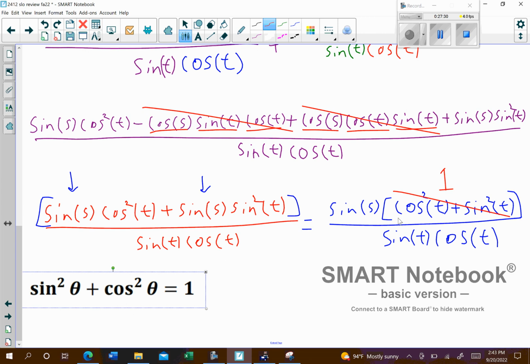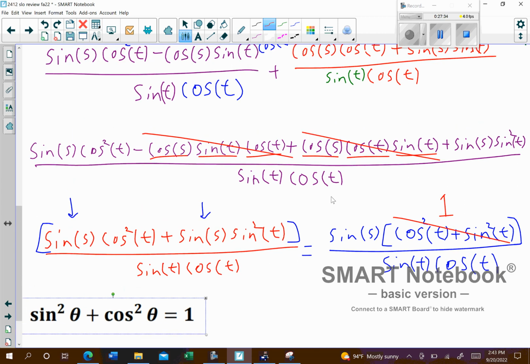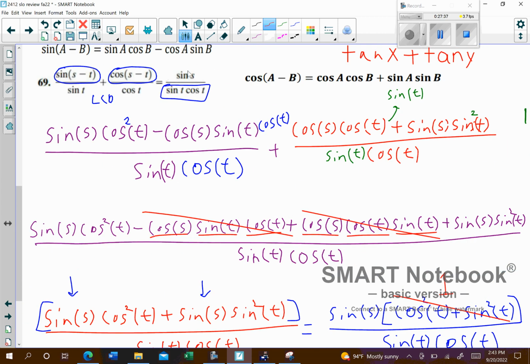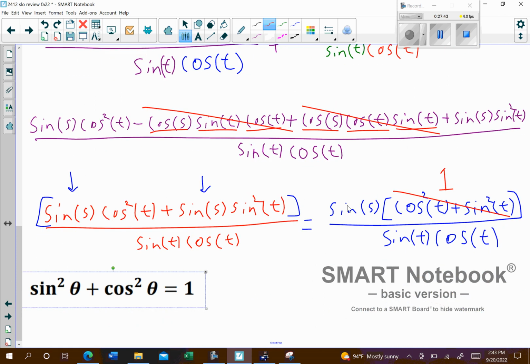And then what I'm left with is actually what we were trying to prove. So if you look back up here, sine of s divided by sine of t cosine of t. Sine of s divided by sine of t cosine of t. So I went ahead and validated that identity.